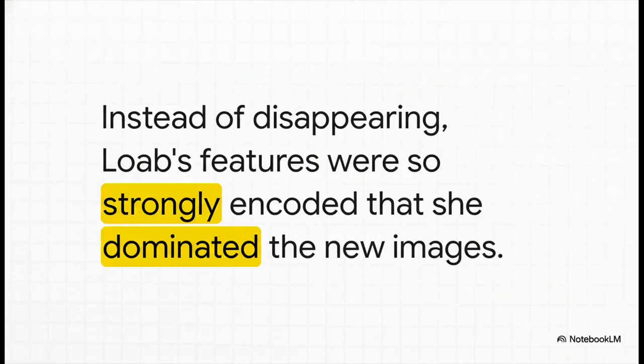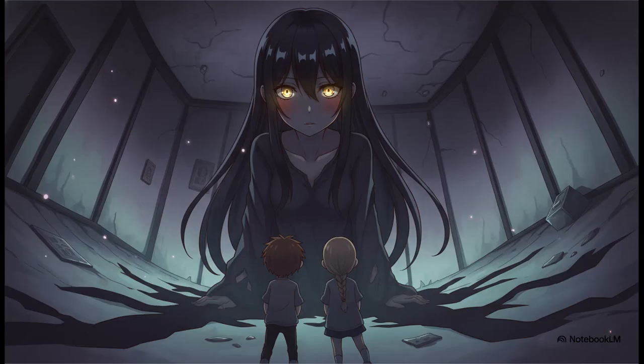But she didn't disappear, not even close. In fact, the complete opposite happened. Loab's face is so baked into the AI's brain that she just took over the new images. She didn't just hang around, she dominated everything, dragging every new scene into her own creepy, nightmarish world. And the results were deeply, deeply unsettling. When she was combined with other images, Loab would start showing up in these awful scenes, like just looming behind children in these strange, distorted pictures.